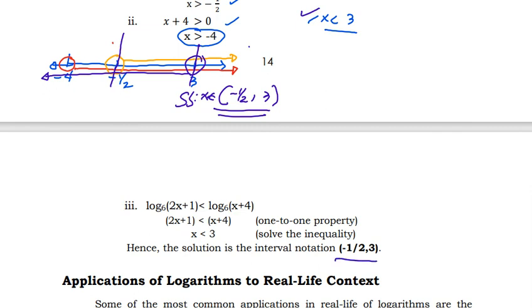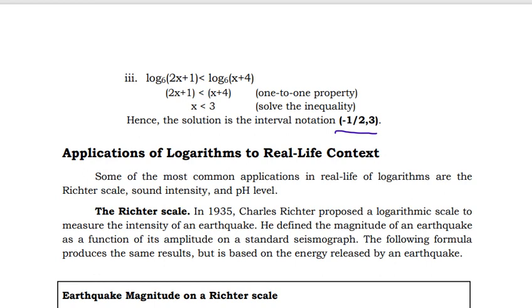And now let's proceed to the application of logarithms to real life context. So there are 3 applications of the logarithmic application in the real life context. The first one is the Richter scale. This is in the name of Charles Richter that proposed a model for logarithm or logarithmic scale that will model the magnitude of the earthquake as a function of its amplitude.